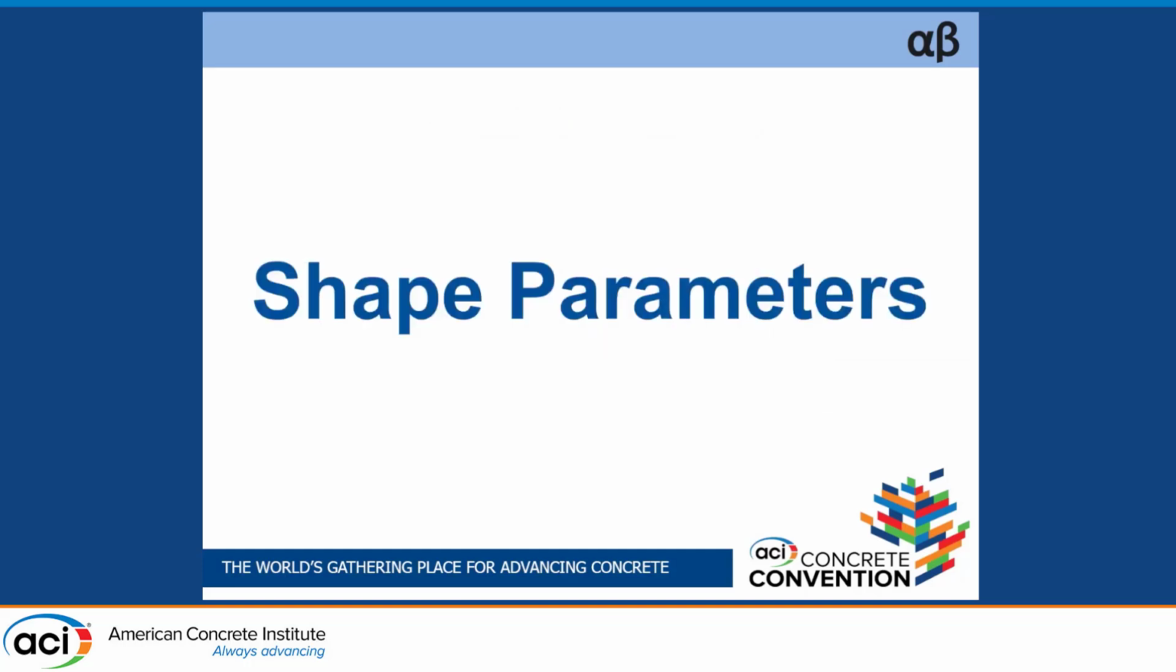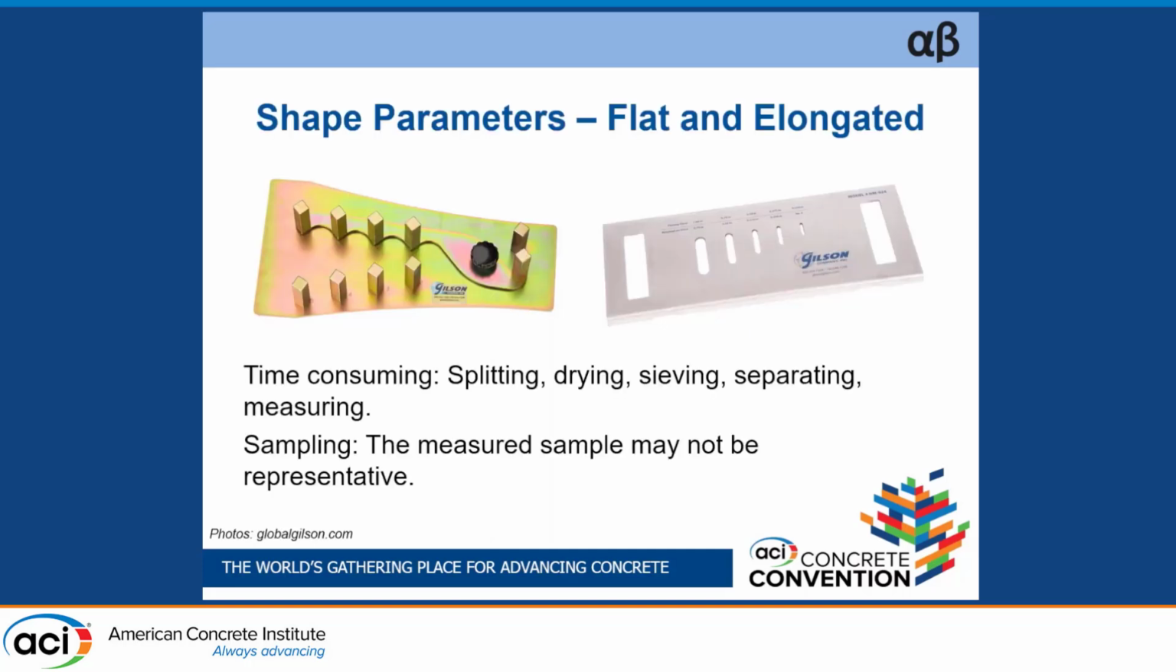So that brings me to the shape parameters. There are some existing shape parameter tests out there right now, whether it's flat and elongated testing or flakiness and elongation. Those who have done those tests know they can be quite time consuming. You take the sample, split it, dry it, run through the whole sieve process, take one single fraction of that, and then do a dimensional analysis. So if there are concerns with the sample being represented from the sieve, that same problem will cascade down to flat and elongated testing as well.